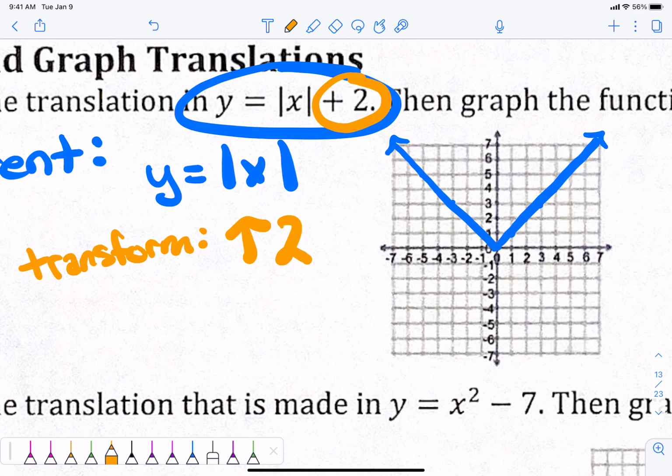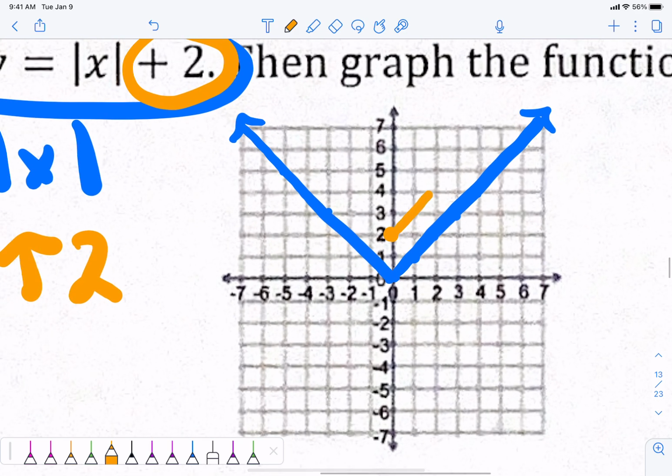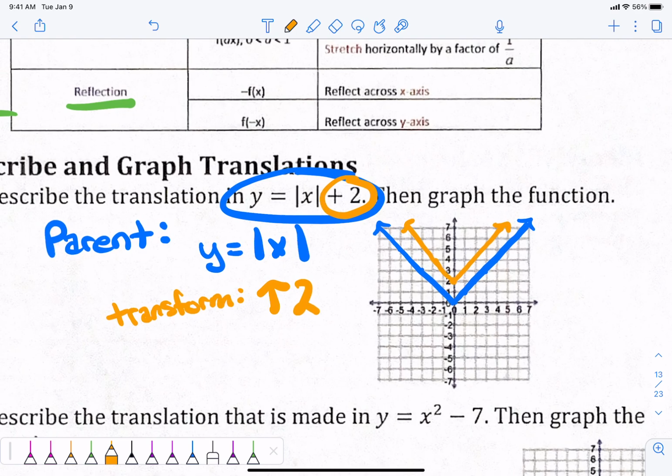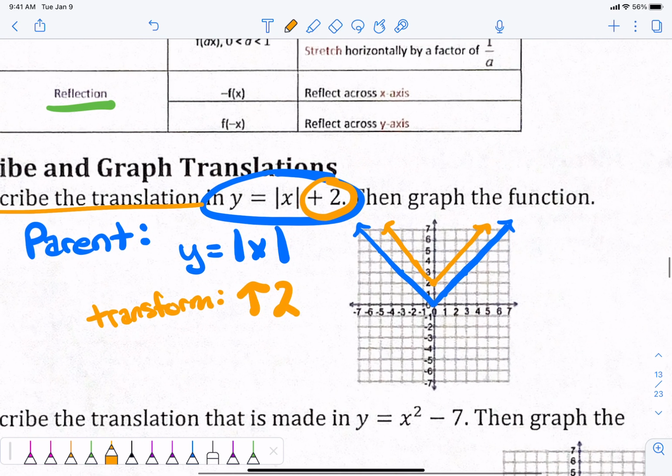Y equals x squared. Okay. So instead of starting at 0, 0, we're going to start up 2. And we still go up 1 over 1, up 1 over 1, up 1 over 1, or this way, up 1 over 1. And that's what your up 2 units looks like. So when it says describe the translation or describe the transformation, it's up 2. And the orange is what it actually looks like when we're done.